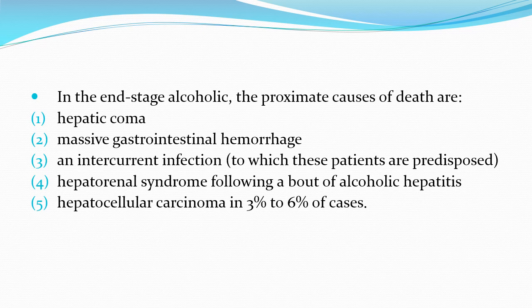So here we are finishing alcoholic liver disease. You should know about the etiology, morphological changes, and the complications of this alcoholic liver disease. All the things related to these are important.